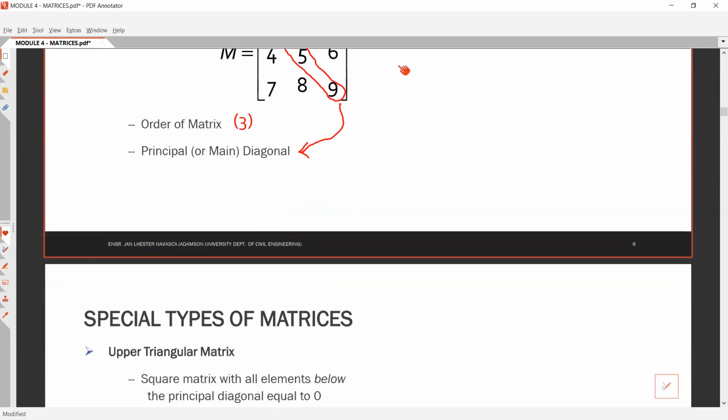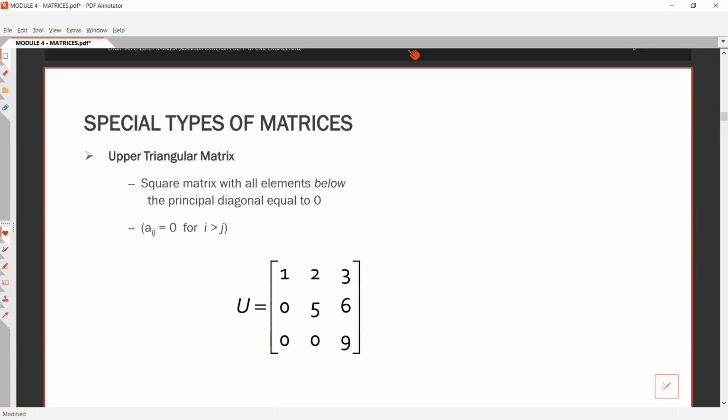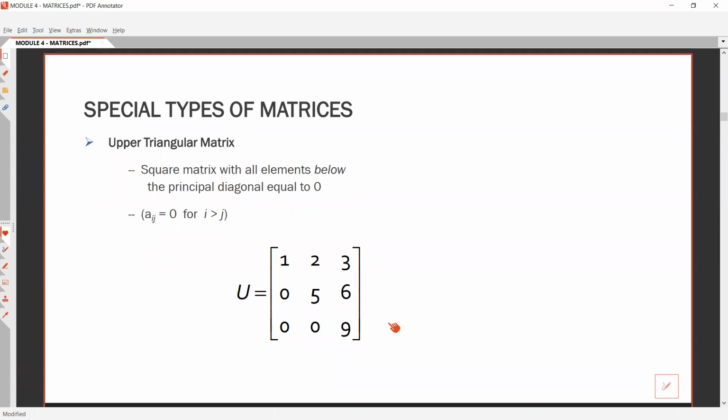Next one is we have the upper triangular matrix. Okay. For the upper triangular matrix, ito yung square matrix with elements below the main principal diagonal na equal sa 0. Okay, so for example, this one, we have U equals 1, 2, 3, 0, 5, 6, 0, 0, 9. So, first hanapin natin yung main diagonal. Siyempre, yung main diagonal natin is 1, 5, 9. Okay, ito yung main diagonal natin.